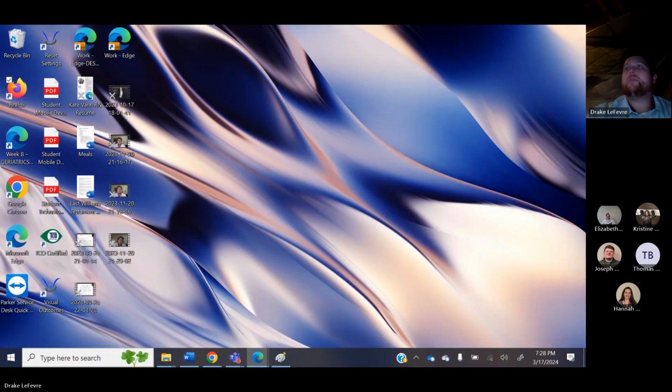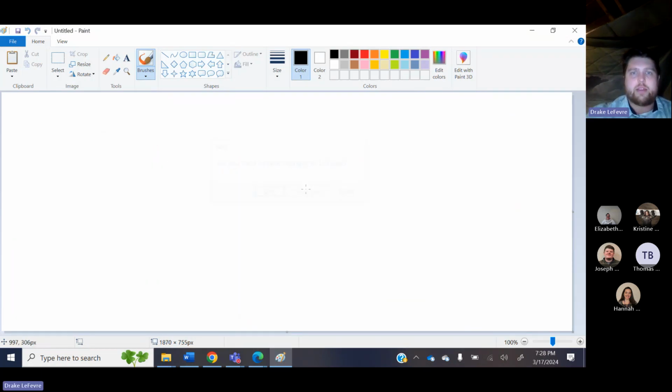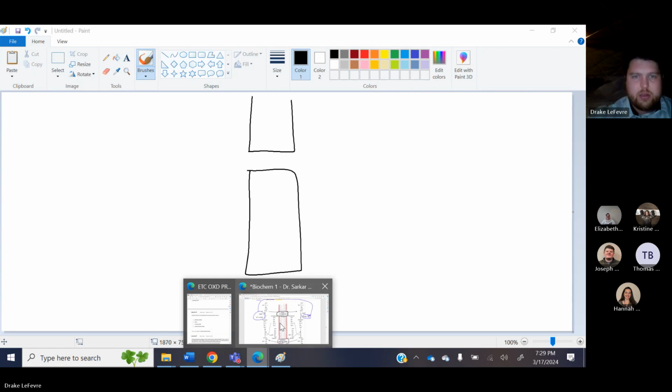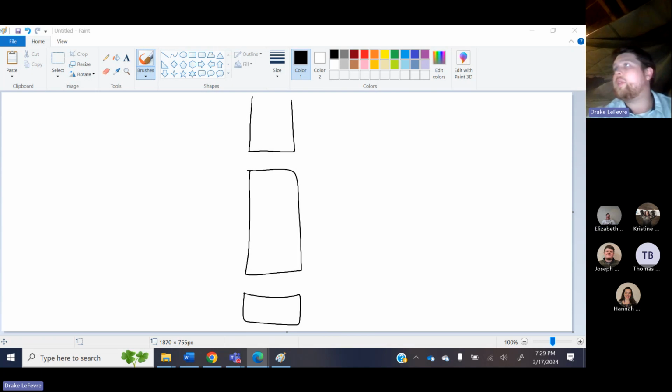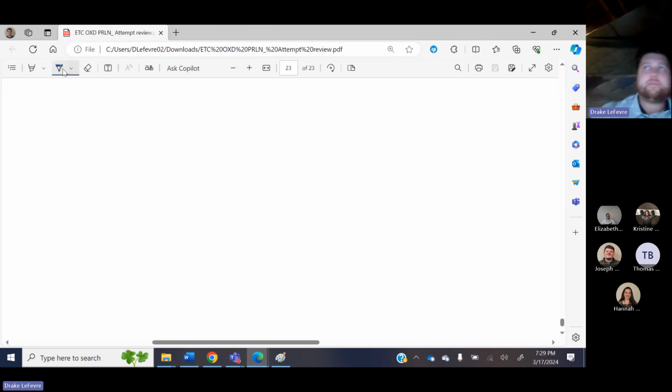Let me pull up Paint so we can make this look a little bit nicer, a little bit simpler. So we have our membrane. Here, actually, let me do this. I think there's a blank spot at the bottom here.